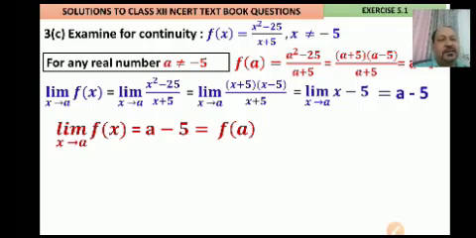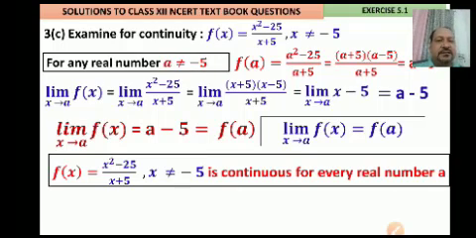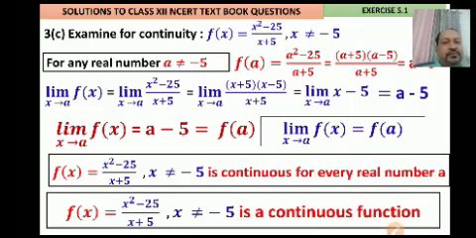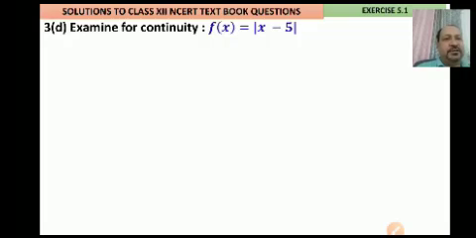It means the limit value of the function, which is a minus 5, is equal to the functional value of this function at the point a. So f of x equal to x square minus 25 upon x plus 5, x not equal to minus 5, is continuous at every real number a. So this function is also a continuous function. D part of the third question.